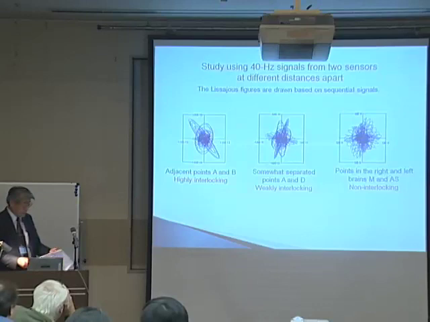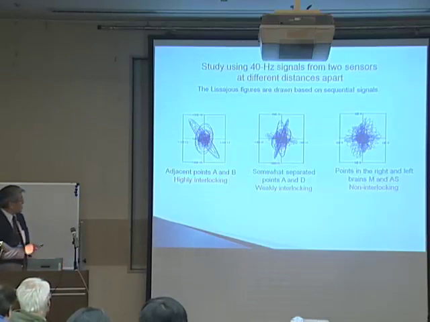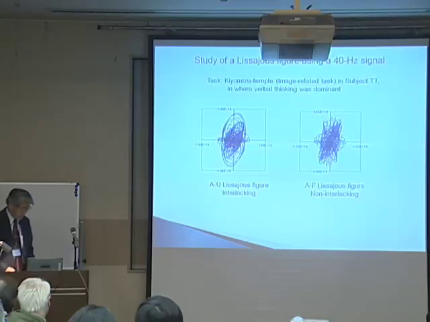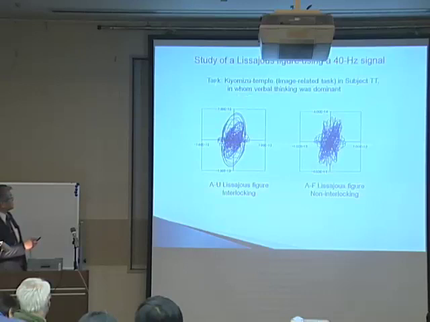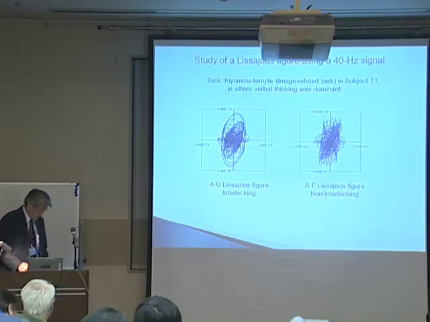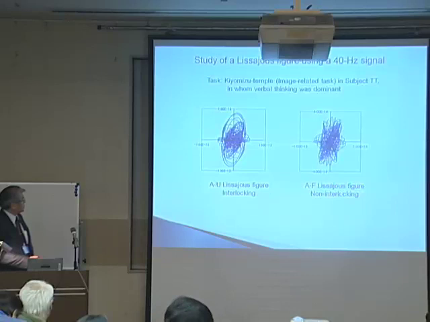The result is that two waves are simply connected, simply compared. So we can recognize it very simply like this. Another one is the task of Kyoto temples, with task and subject, in whom which level of thinking is done. A research figure is about the activities, and the A-F research figure is random.